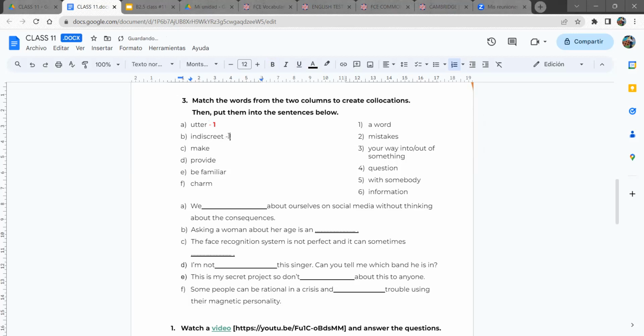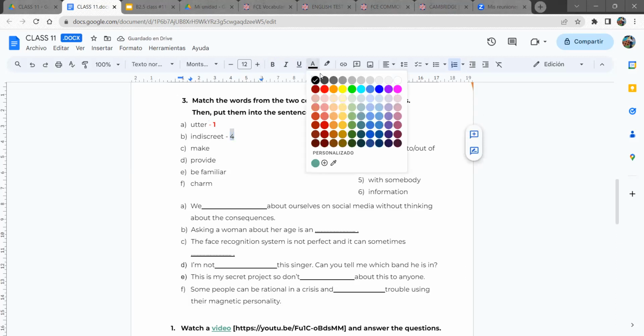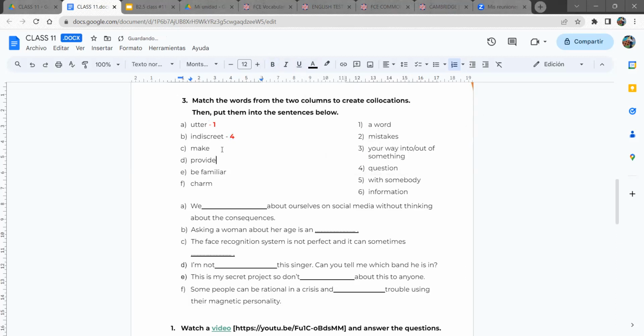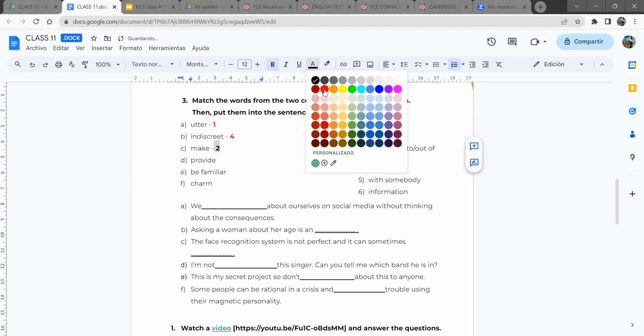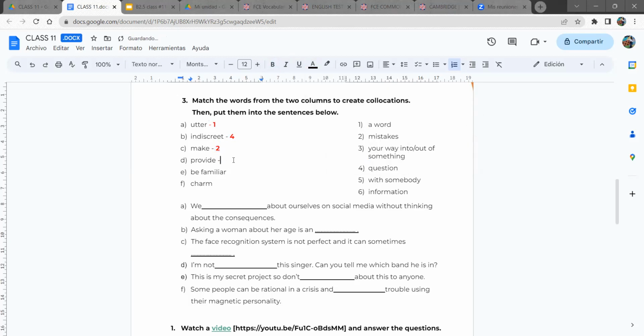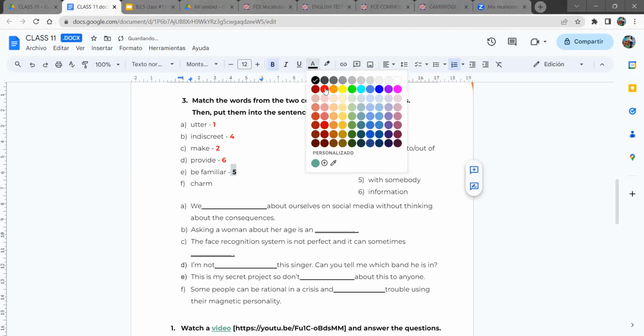Indiscreet question. An indiscreet question. Excellent, very good. Let me change the color. What about make mistakes? Make mistakes. Excellent. Provide information. Alrighty. Be familiar with somebody. Yes. Be familiar with somebody.